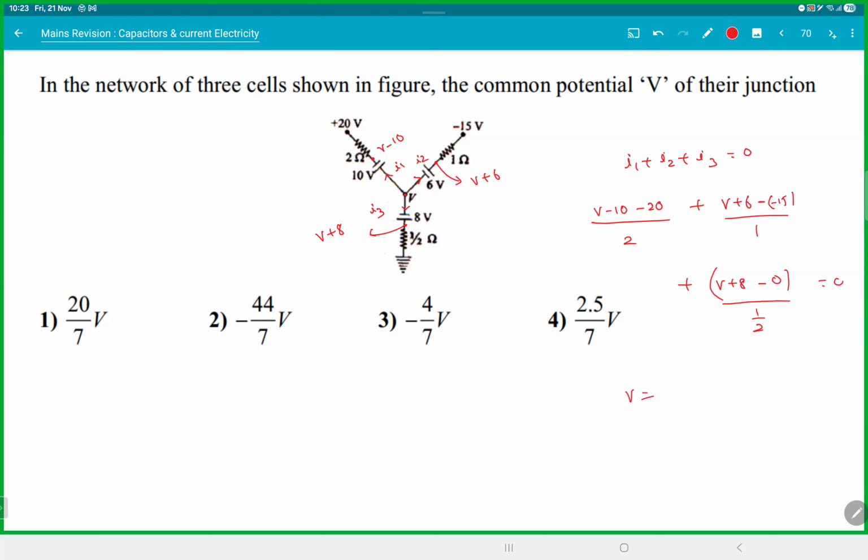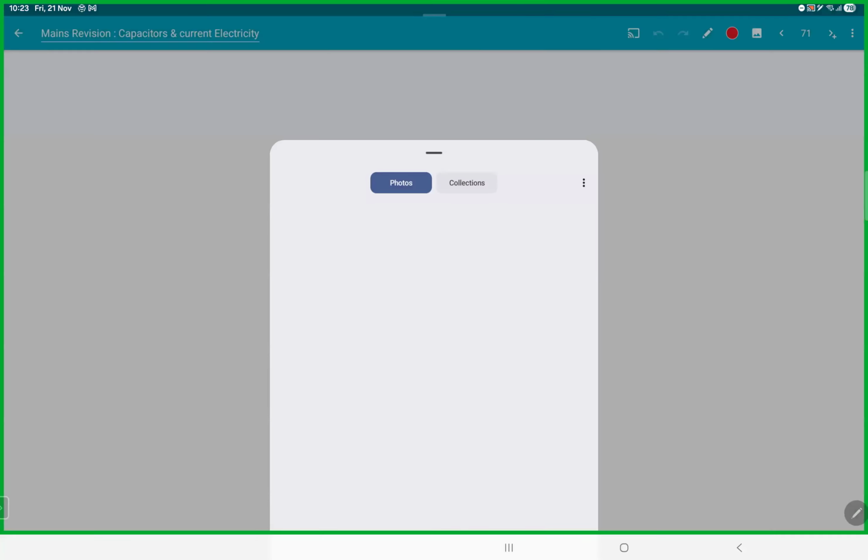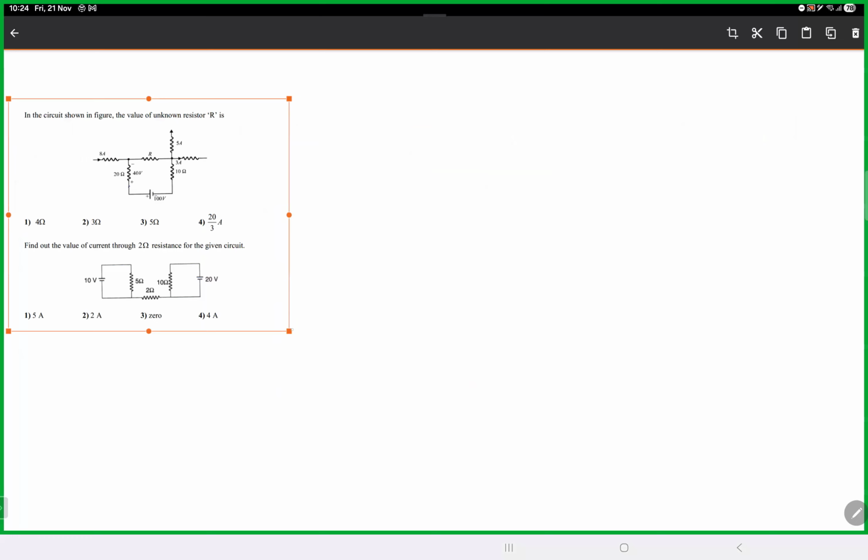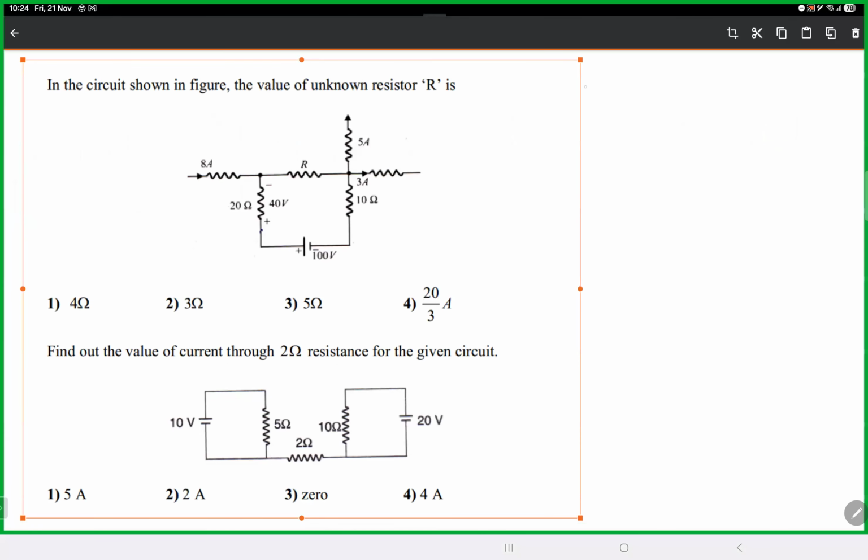Clear with that? You can handle that much. I'll leave it to you. 44 by 7, it seems. Yeah, that's your answer. Then check it out. Looks scary, but that's how you handle these kinds of things. Junction law saves you a lot of time. All clear with this? Let's get these two.